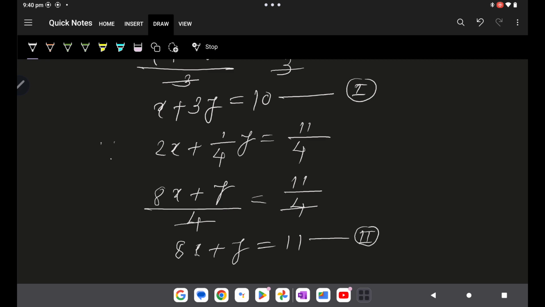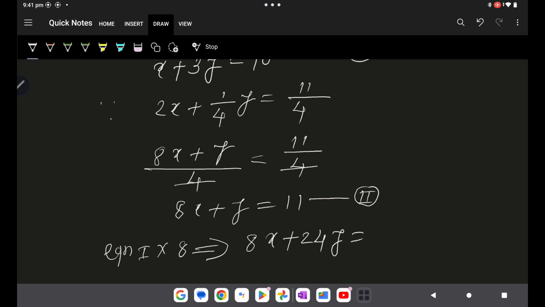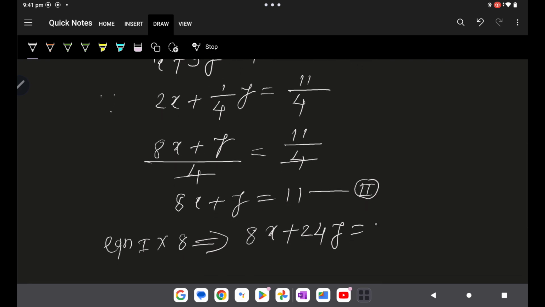In this equation the coefficient of x is 8, and in the other equation the coefficient of x is 1. So multiply equation first by 8, then the coefficients of x are equal. Equation first multiplied by 8, then we get the new equation: 8 into x, 8x, plus 8 into 3y, 24y, 8 3s are 24, and 8 into 10, so 80.